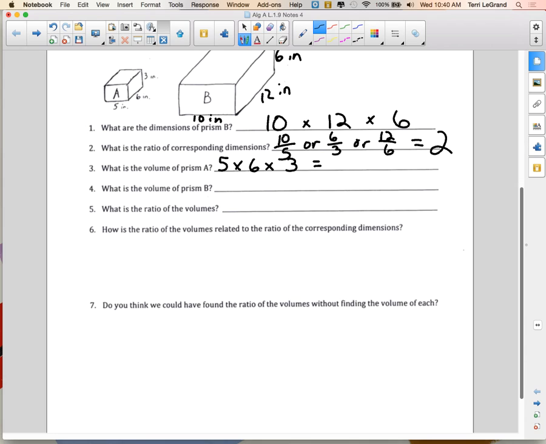Figure that out. What is that? 5 times 6. And then multiply that by 3. 180. That's not 90. Amazing, it's 90. Okay.